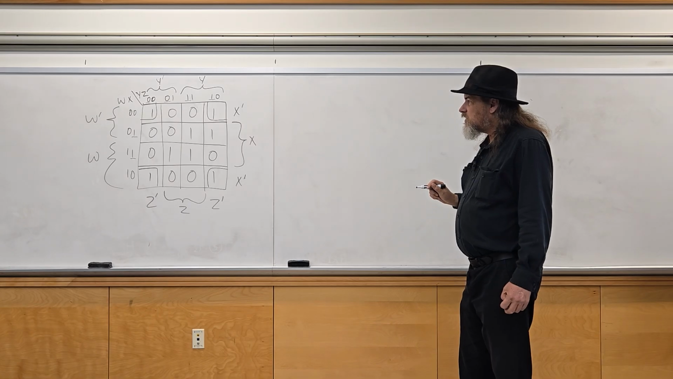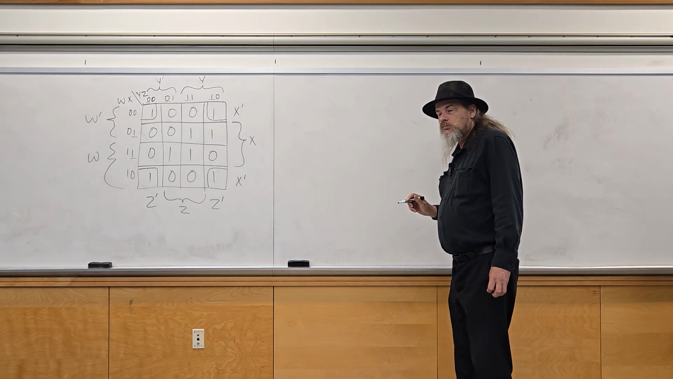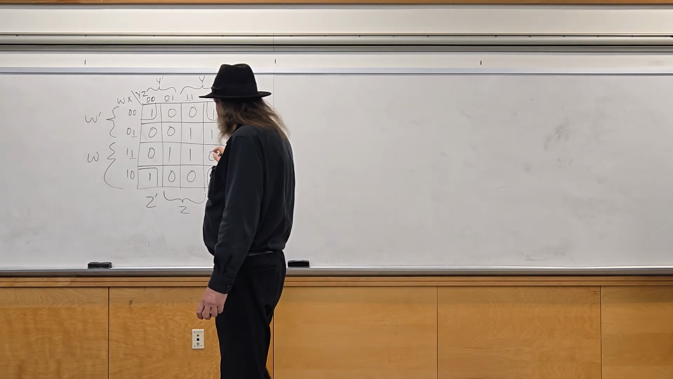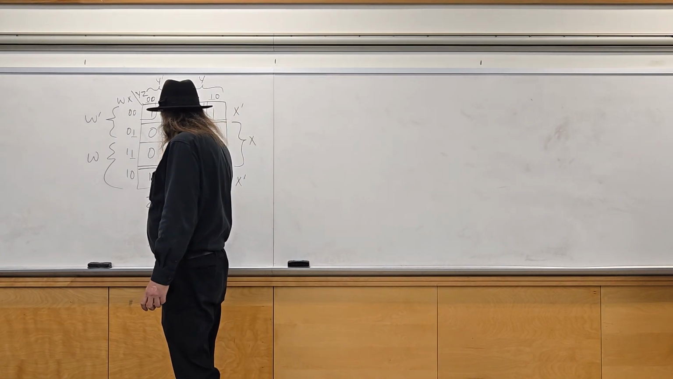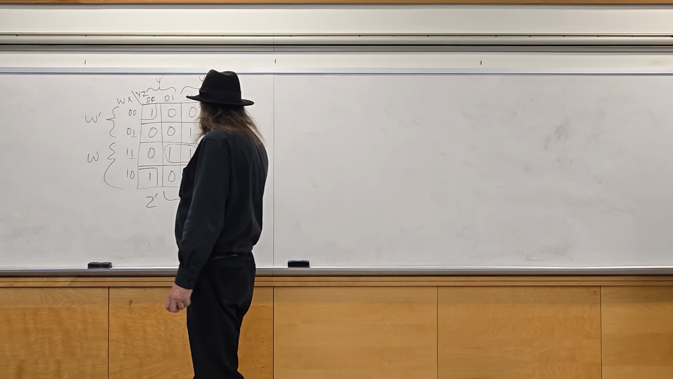What other groups could we do? X and W, these two? Okay. Which leaves us with 2 adjoining ones.